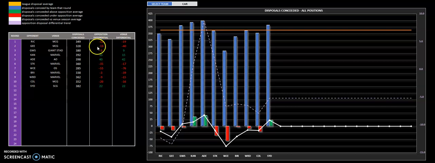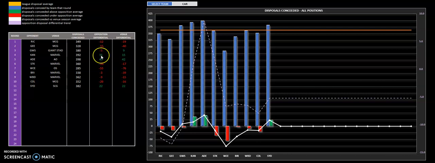Okay, so the next thing there is the venue differential, and I'll show you where these are plotted on the graph in a moment. So this looks at the MCG, you gave up 349 disposals. What does that mean for that venue? Because we know not all venues give up disposals equally. So 349 is actually 19 below the venue average.